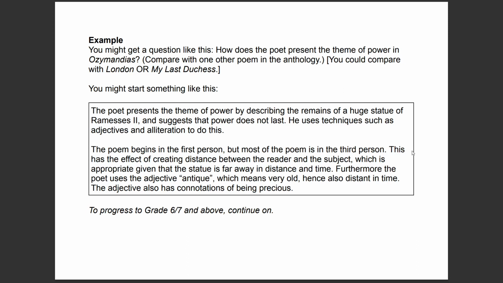The poem begins in the first person, but most of the poem is in the third person. This has the effect of creating distance between the reader and the subject, which is appropriate given that the statue is far away in distance and time. Furthermore, the poet uses the adjective antique, which means very old, hence also distant in time. The adjective also has connotations of being precious. So for grade 4 or 5, all you need is an introduction like that, about 4 paragraphs like that, and a conclusion, and you're well on your way to getting a good passing grade. If you're aiming higher, to grade 6 and above, let's carry on.